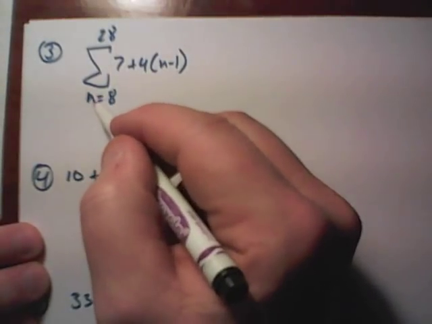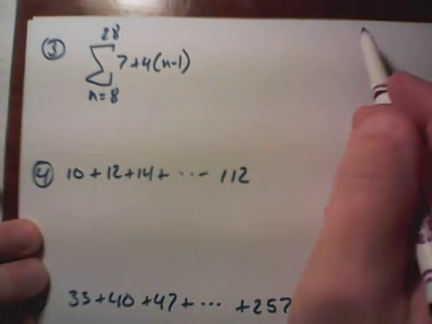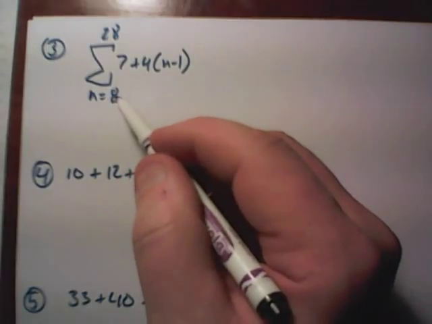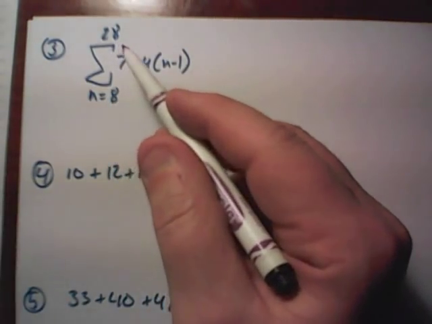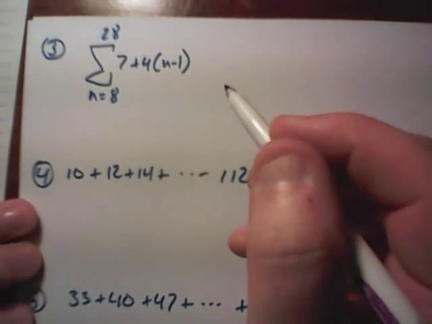The reason why this is different is because it doesn't start with the number 1. We might have an infinite series that we can find the sum of, but maybe we only want to add the numbers from 8 through 28, the 8th term through the 28th term.